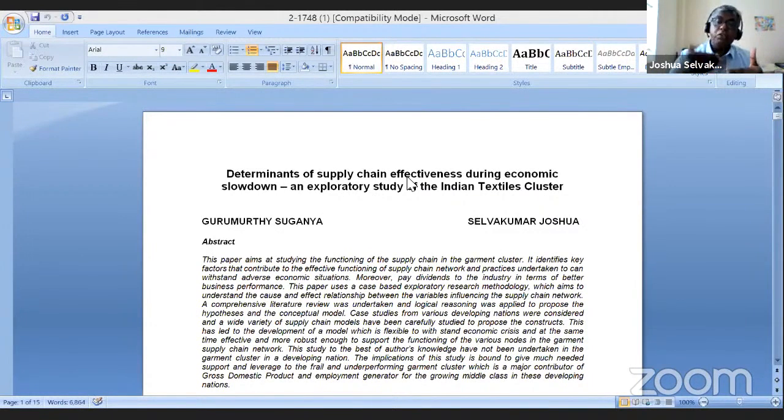Research gets us closer to the concept. Okay, let's look at this conceptual paper, a purely conceptual paper: Determinants of supply chain effectiveness during economic slowdown. As you all know, India is in a state of economic slowdown. Our GDP has gone down to -23 also. No production at all. Last 7 months, crash.